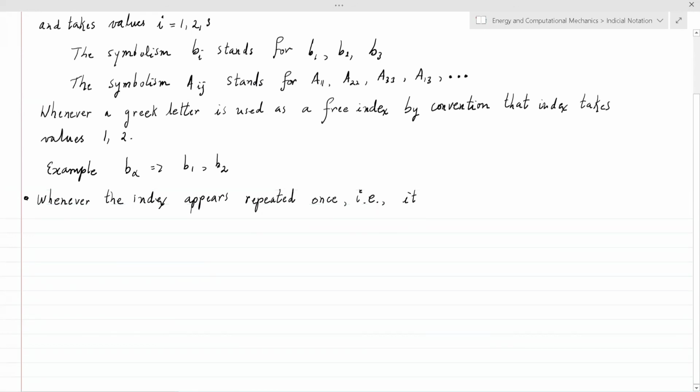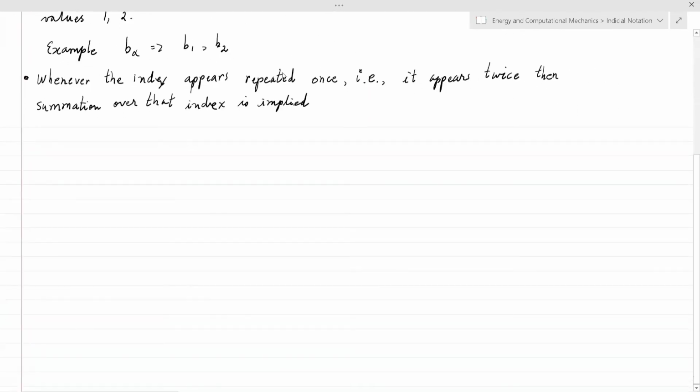Whenever an index appears repeated once, and that just means that it appears twice, then the summation over that index is implied. What do I mean by that? If I now take a_ij b_j, can you notice here that j is repeated? And i is a free index. All that means is I have summation over j, j equals 1 through 3. And I call this Einstein notation. I do that so it's quicker for me to run through all the calculations. Otherwise, it will take forever to do.